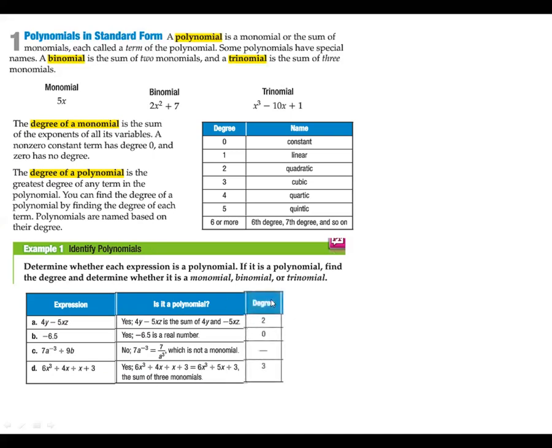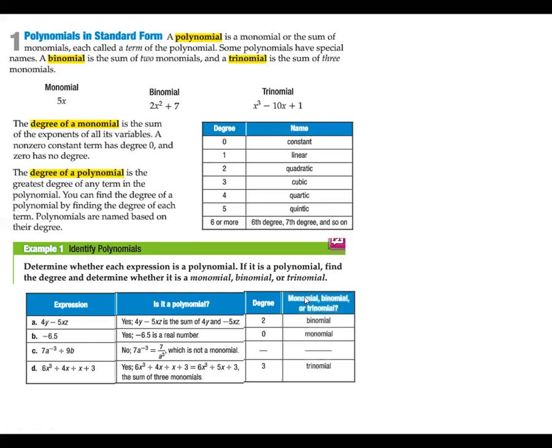So the degree of the first one is degree 2 because this term has one exponent, understood to be a 1, but this one has an exponent understood to be 1 on the x and the y, so that would give you 2, so that's degree 2. Constants are degree 0. This is not a polynomial, so it doesn't make sense to talk about its degree. And the last one, the highest exponent is x cubed, so it's degree 3.